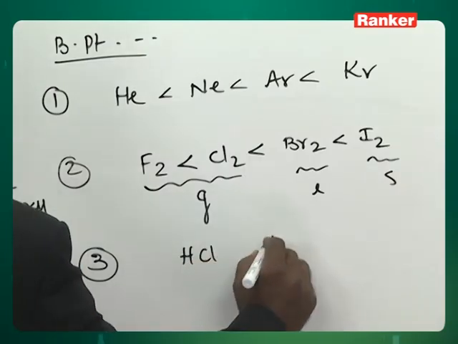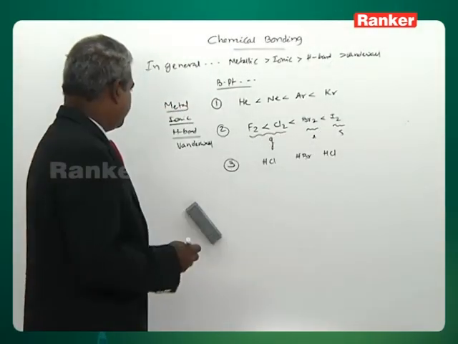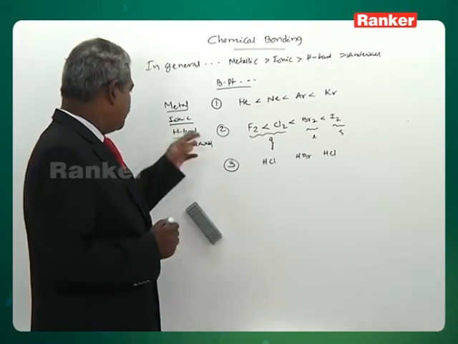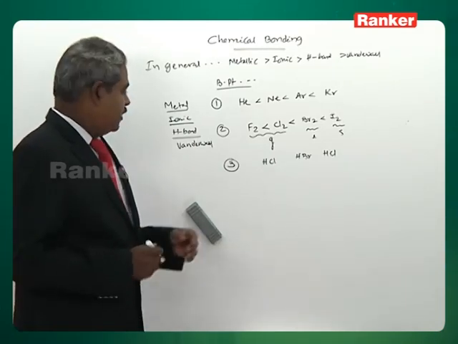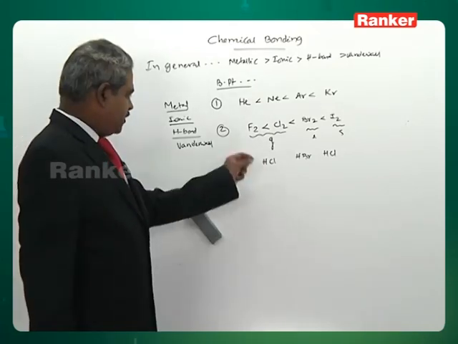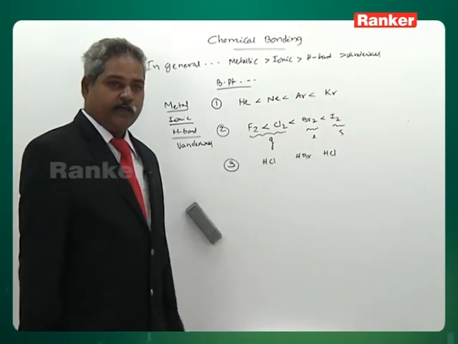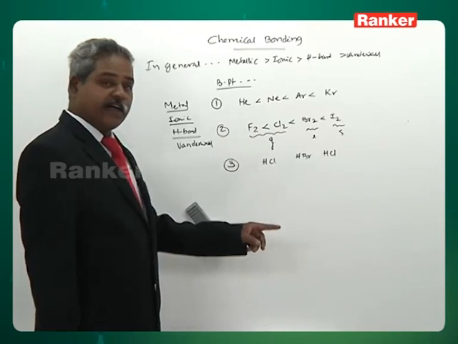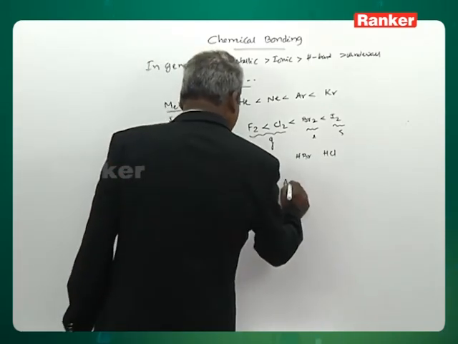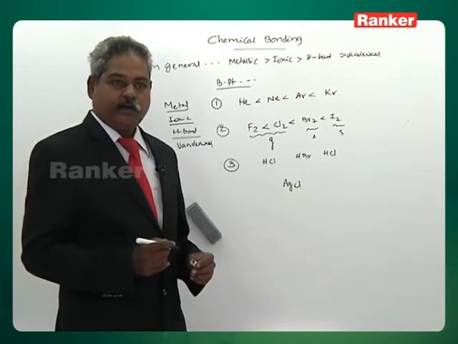HCl, HBr, HI. Once again, same logic. Are they metals? No. Are they ionic compounds? No. How can you say no metal, no ionic? HCl, is it ionic or covalent? I can say it's covalent because there is no metal. I am not saying if a metal is present, I guarantee it's an ionic bond. Suppose if you ask me whether AgCl is ionic or covalent, perhaps I can't say.